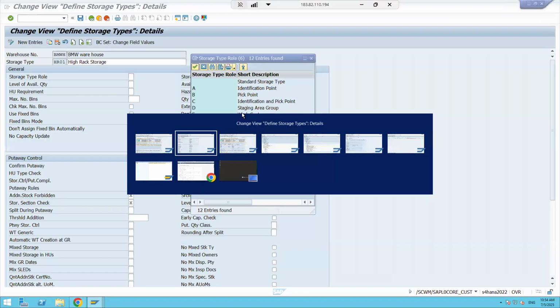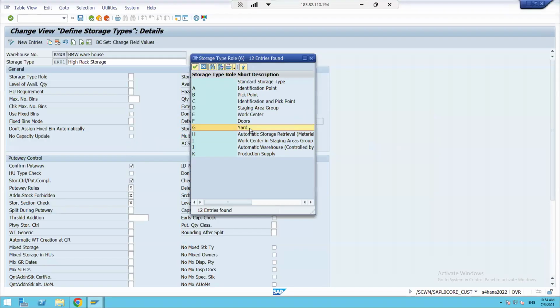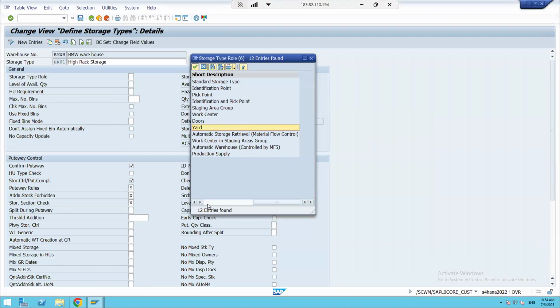So that is out of the warehouse, correct? Out of the warehouse, but it's controlled by EWM.